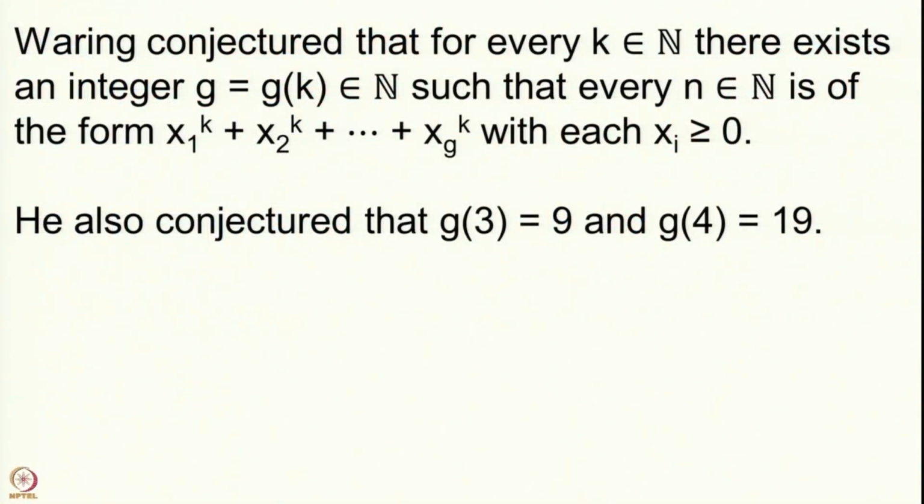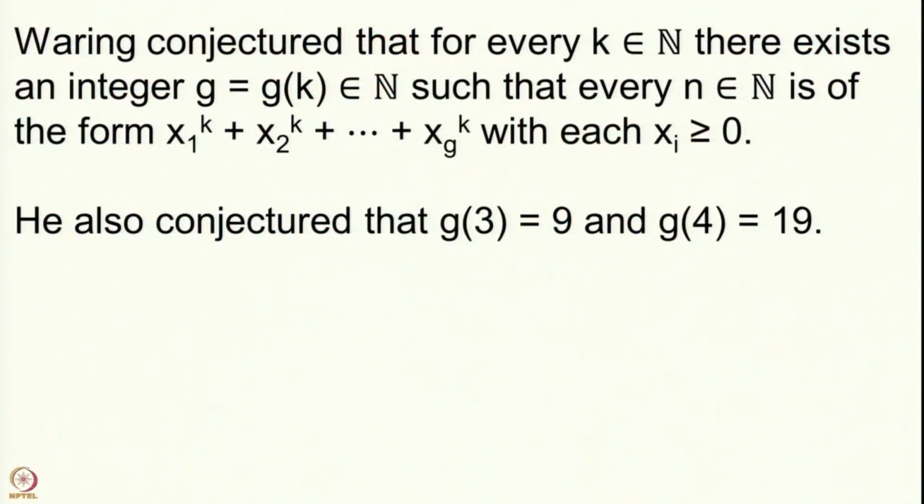But we do not want to write 20 as 1 plus 1 plus 1 plus 1, 20 times. We would like to have a finite number. We would like to know that there is a number g depending on k such that my 20 is a sum of at most g many kth powers. This was stated in 1770 by Waring, and about 130 years later this was proved.